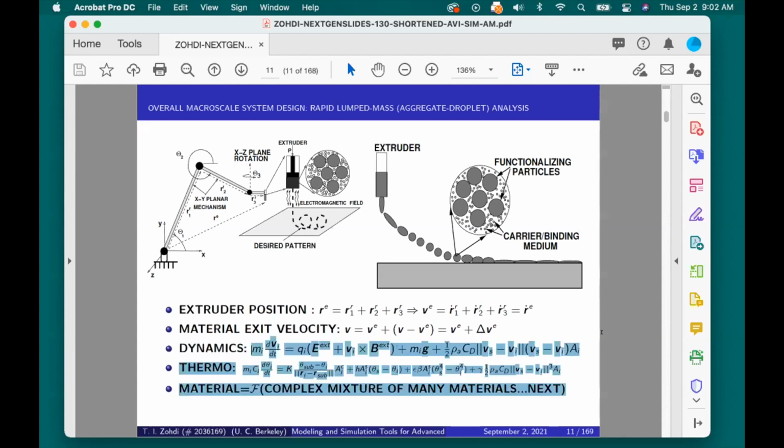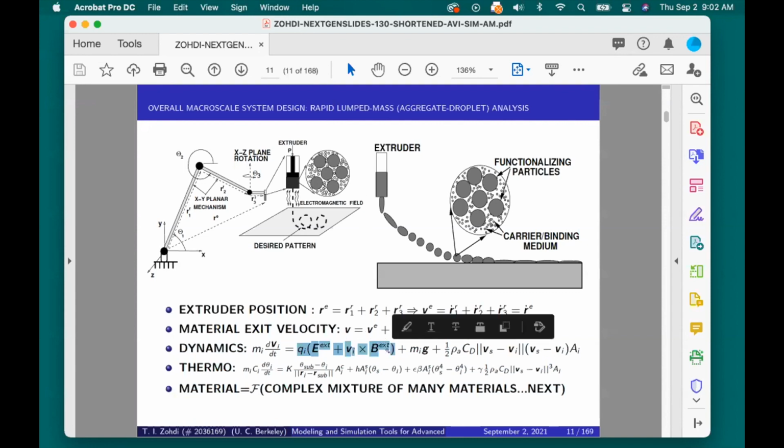We compute then the freeform dynamics of the material, which essentially boils down to F equals ma. We have the velocity of one of these materials. We have its mass. We have the Lorentz force, because this could potentially be ionized or electrified. We have gravity, and then we basically have also drag, because in many cases, there are cooling fans, inert gases, things of that sort to keep the material in place. So if we have extremely strong fans, these materials could be pushed off target. So all of these things have to be taken into account for the dynamics of each piece of material as it exits the system.